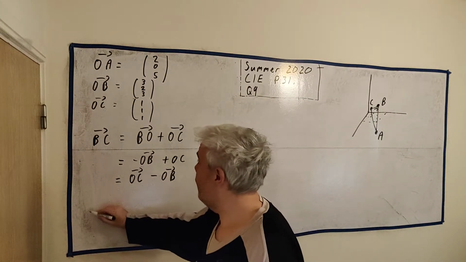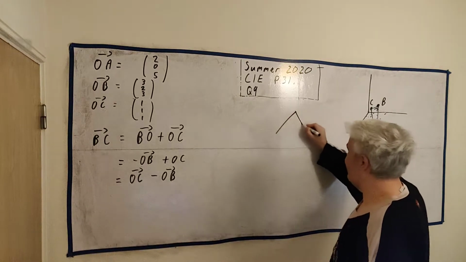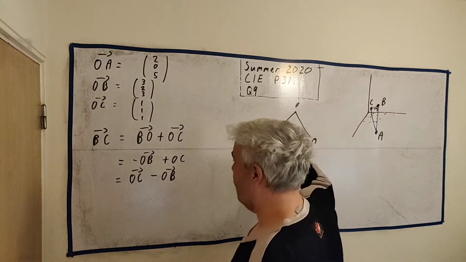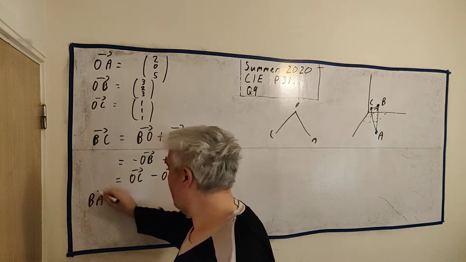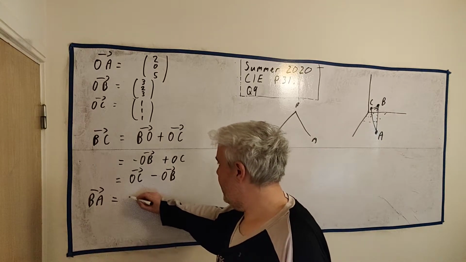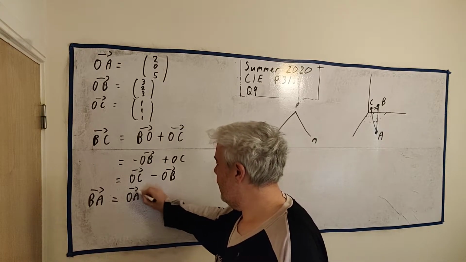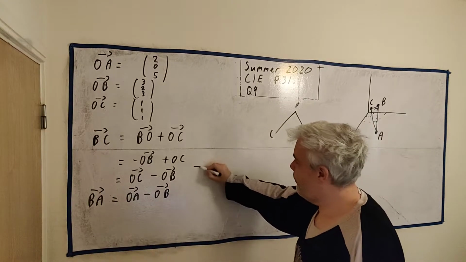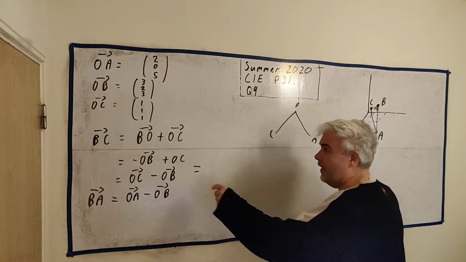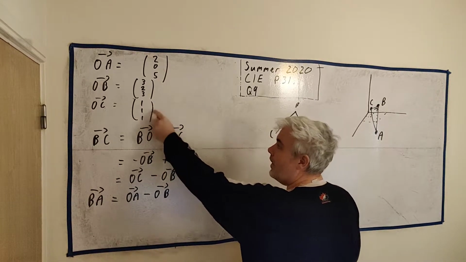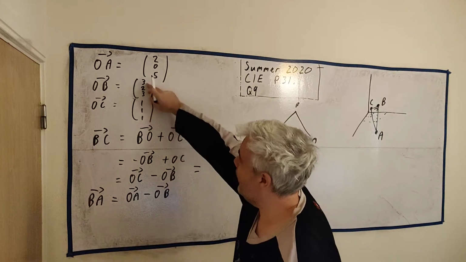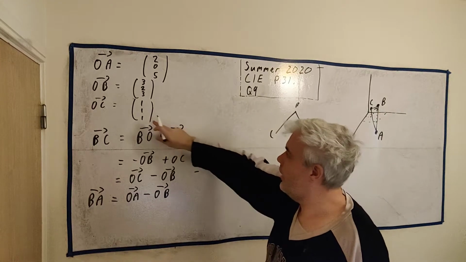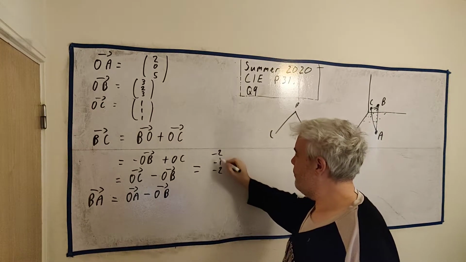And similarly then for, I guess I do need my picture here, B and C and A. Similarly for B to A, I'll skip straight to the answer. It's OA minus OB. And we can put that into these vector forms. It's OC, this one, minus this one. So it's just 1 minus 3, minus 2. It's just 1 minus 2, minus 1. And it's just 1 minus 3 is minus 2.